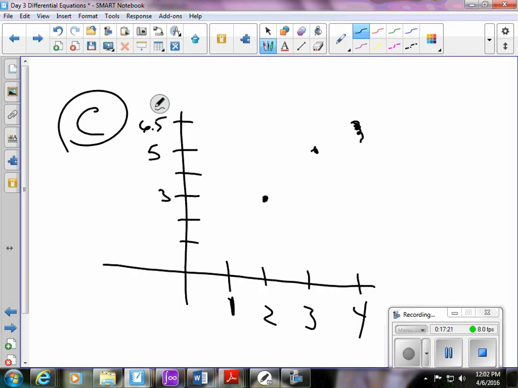Okay. All right. It's a squiggly there. I'll just try that again. Okay. Now, here's the thing.